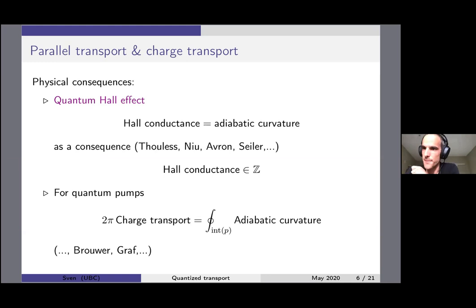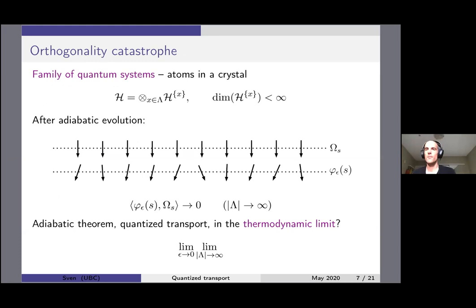Now, there's still a bit of a problem that I so far completely ignored, and it's really the large volume limit. I talked about electrons in a metal. So we are essentially in a thermodynamic situation where there are many, many systems. So let's think of it a little bit more.